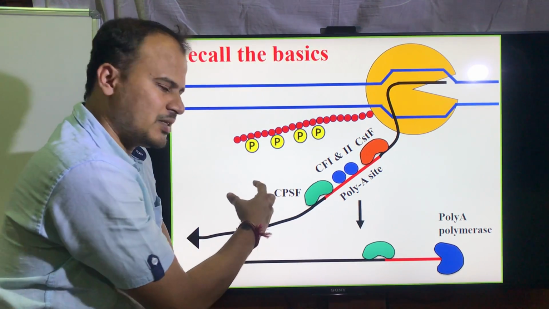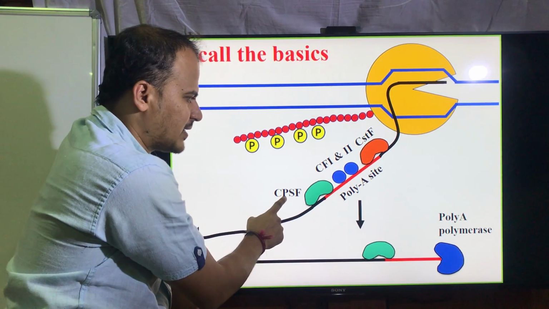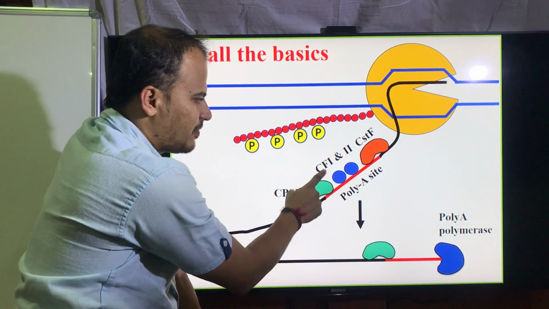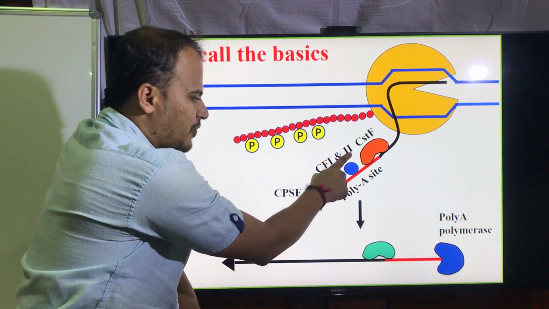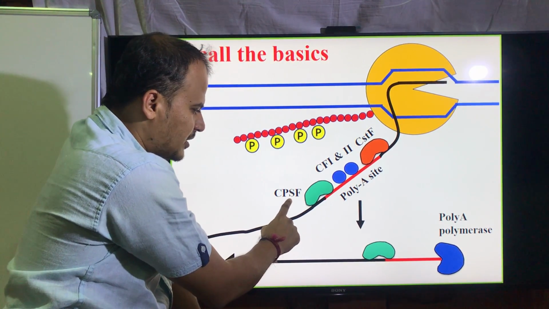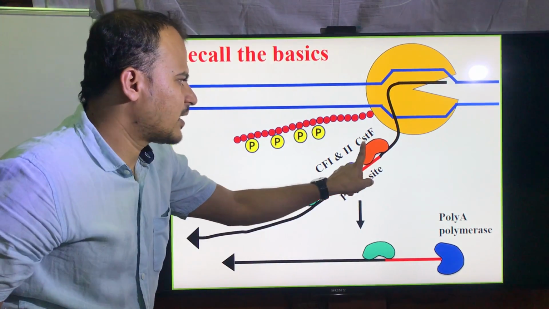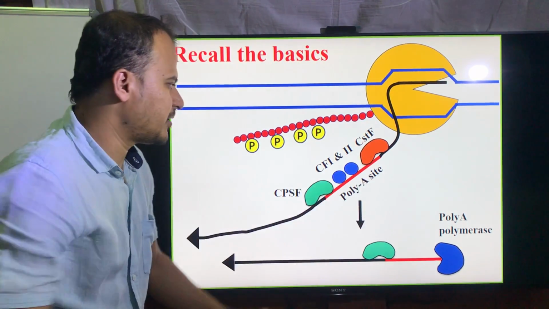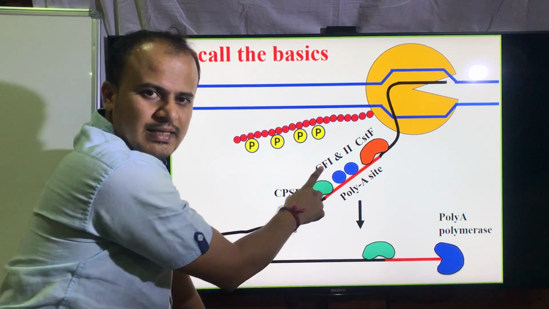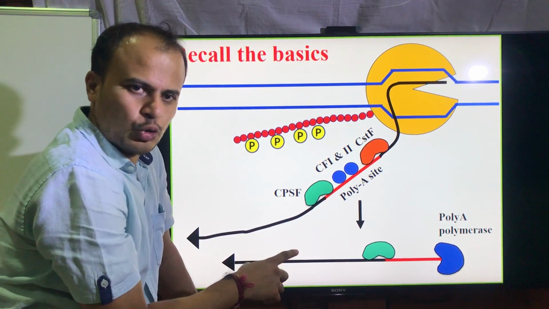Polyadenylation involves proteins called CPSF, CSTF, cleavage factor 1, and cleavage factor 2. CPSF means cleavage and polyadenylation specificity factor. CSTF means cleavage stimulation factor. CF1 is cleavage factor 1. CF2 is cleavage factor 2.